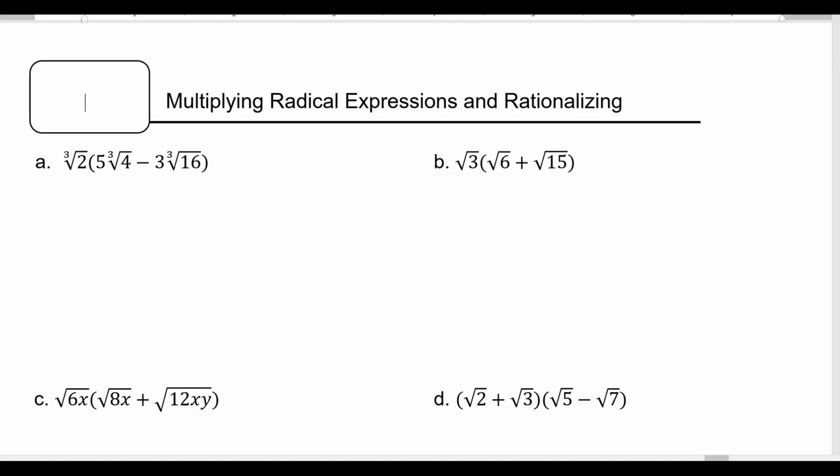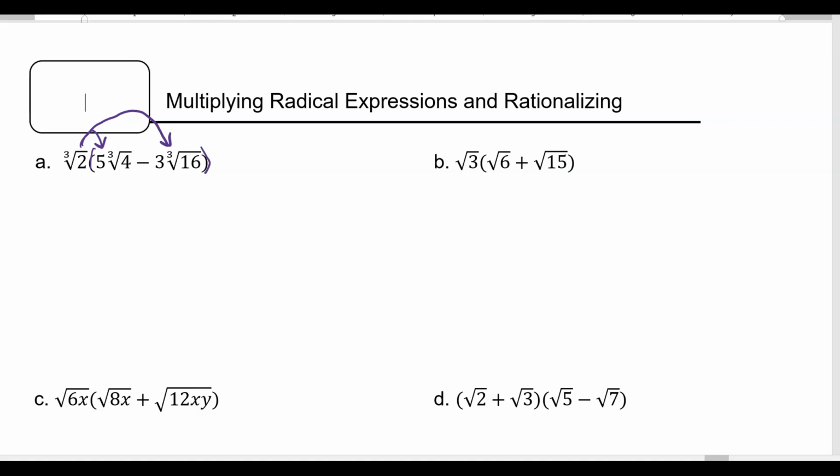In this video, you're going to learn how to multiply radical expressions and rationalize. Let's get started with A. We have the cube root of 2, and then we have this parenthesis here. So that means that we're going to distribute here, right? So let's begin.